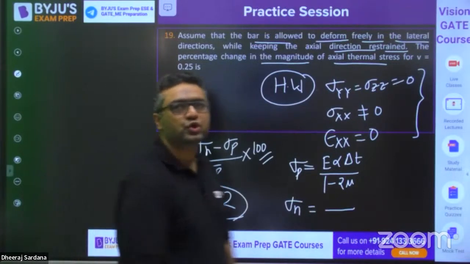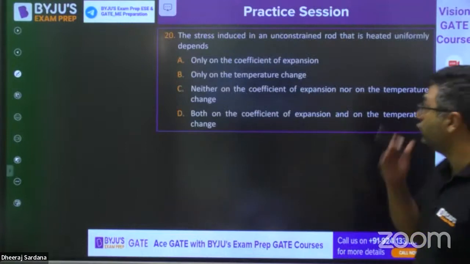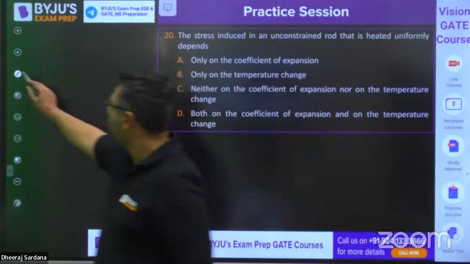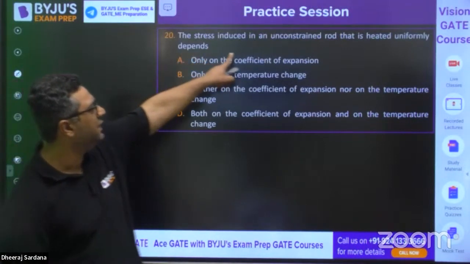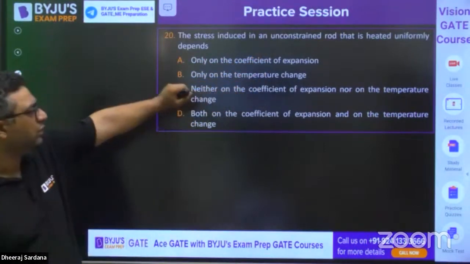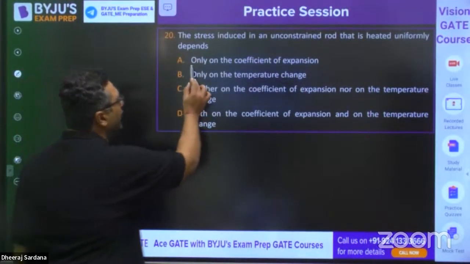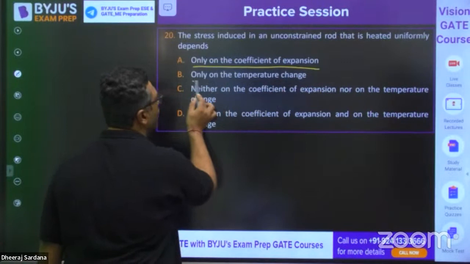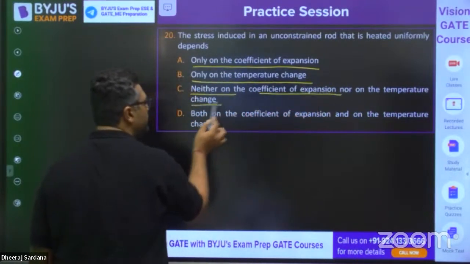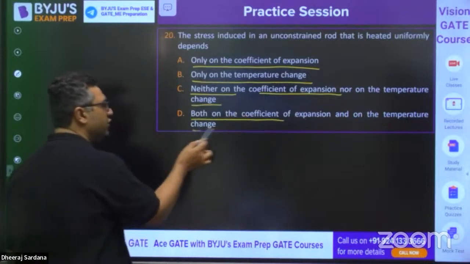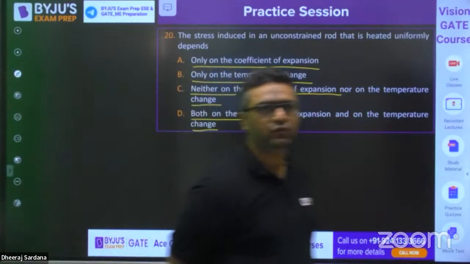Okay, last 2 questions now we will be solving. Question number 20 in front of you. This question says the stress induced in an unconstrained rod that is heated uniformly depends on: only on the coefficient of expansion, only on the temperature change, neither on the coefficient of expansion nor temperature change, or both on the coefficient of expansion and temperature change. What would be the answer for this one?